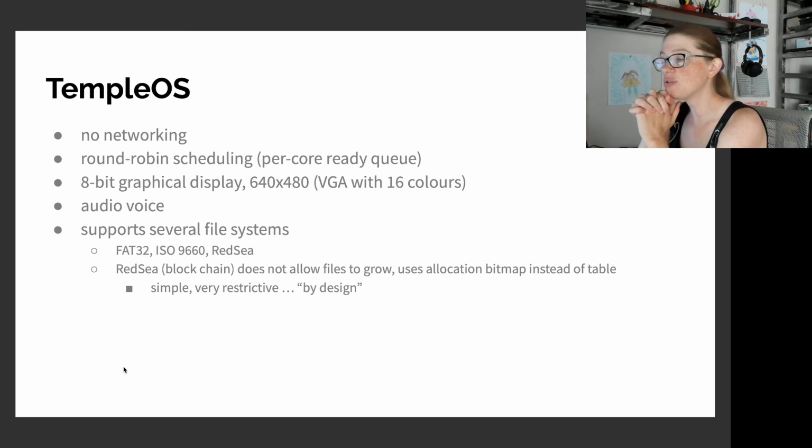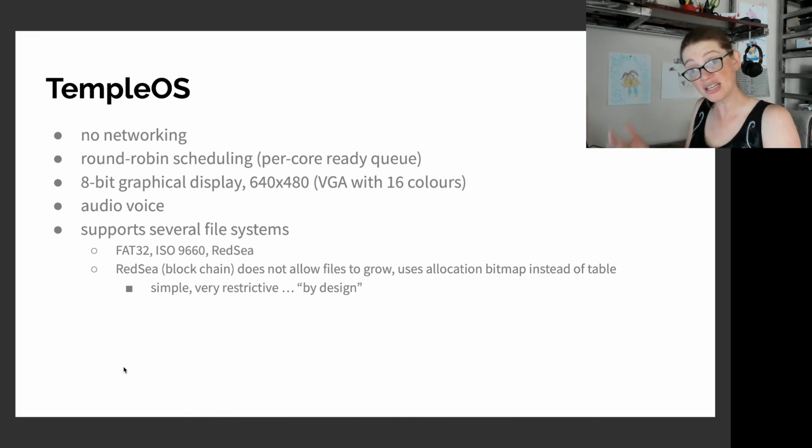Scheduling, he decided to use round-robin scheduling, so actually the same as what OS/161 uses. However, remember there's more to scheduling than just choosing the scheduler. If you're supporting multiple cores, which TempleOS actually does, you have to decide how you support the scheduling for a multi-core system. Are you going to use a shared ready queue or a per-core ready queue? And TempleOS uses a per-core ready queue, which is a very modern idea.